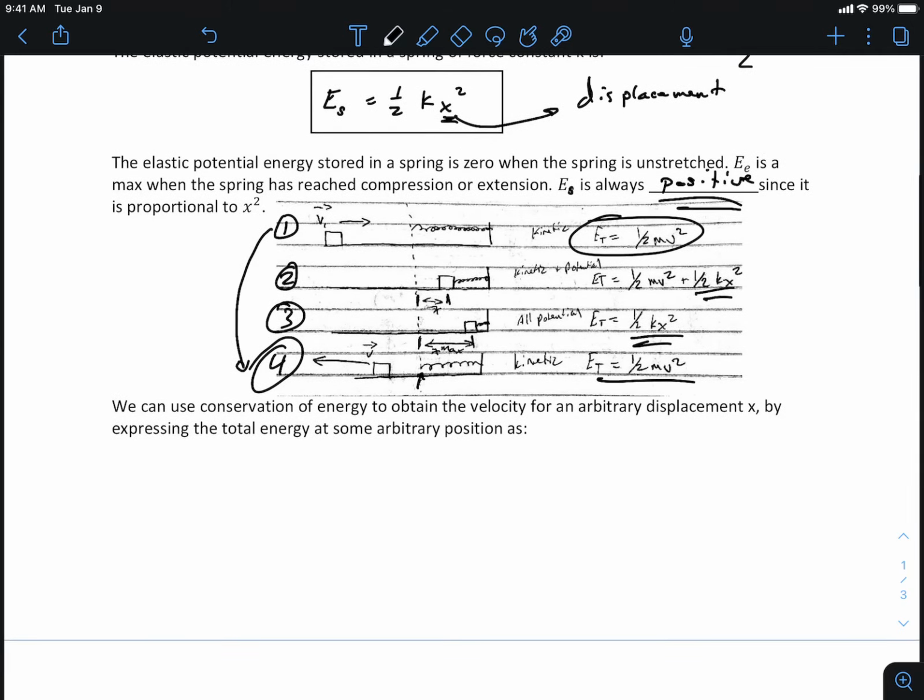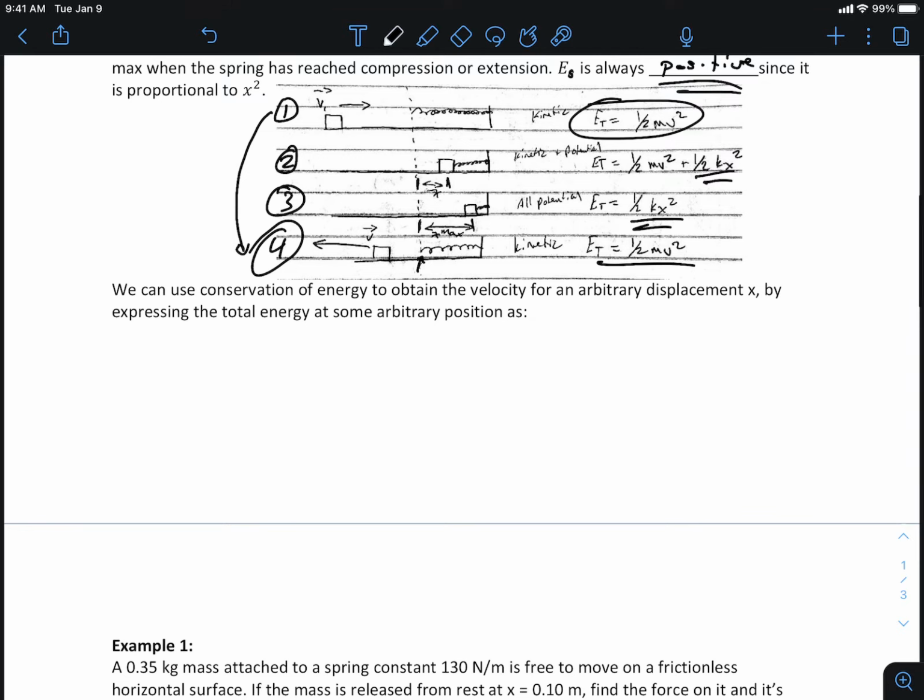We could find whatever the energy is going to be at any particular arbitrary displacement x, right? By expressing the total energy at some arbitrary position. Okay, so we can write this out as energy before equals energy after.